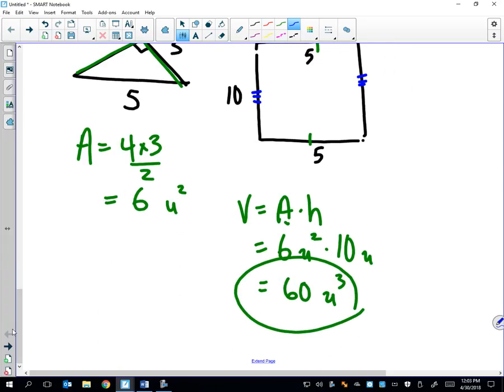Notice here, I had base times height divided by 2 times height. So another way of saying base and height is length and width. So Caden said length times width, that's a rectangle, times height, which is a rectangular prism. If I divide this by 2, then I take the triangle area times the height, and you can just put that in the numerator. Length times width times height divided by 2. And that gets you the volume of a triangular prism.